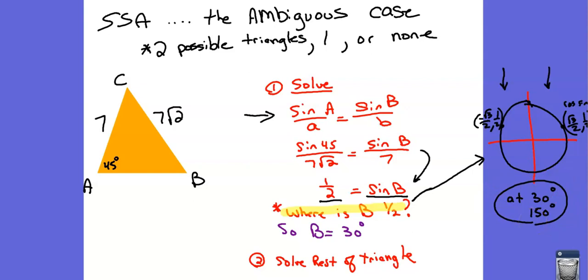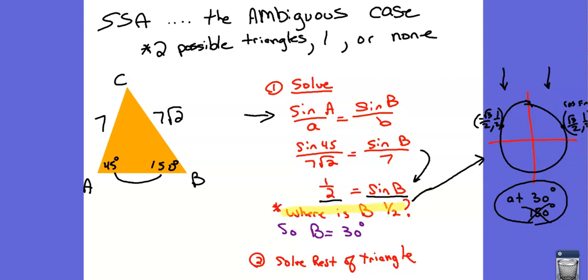So which answer is it? Well, it can't be 150. And you're like, well, why can't it be? Well, if I said angle B is 150 degrees, that means angle A and angle B add up to be more than 180 degrees, which can't happen, okay? Remember, all three angles of a triangle have to add up to be 180 degrees. So just that fact alone, it cannot be 150. So it has to be 30 degrees.